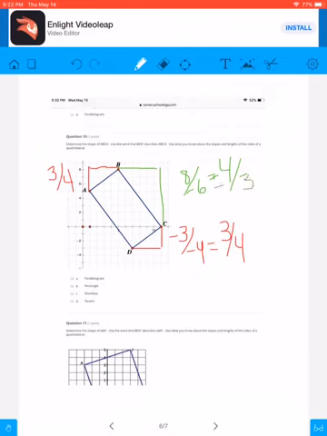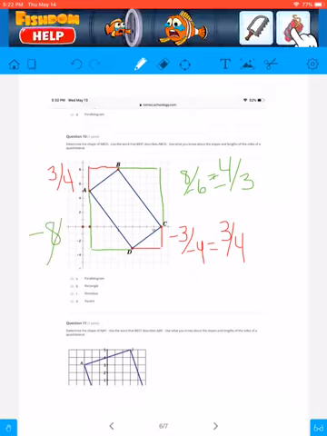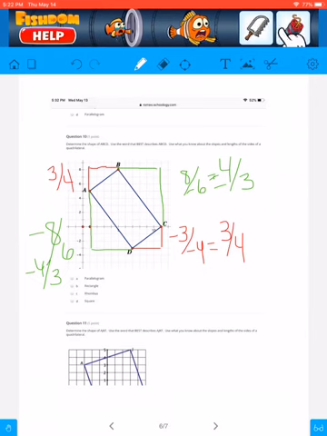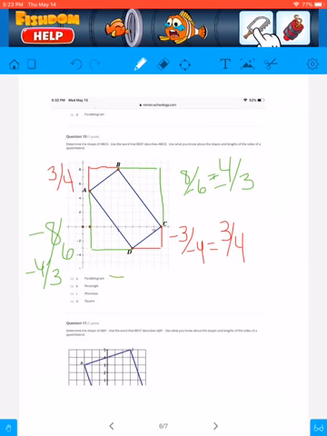This one would be the same thing. This one was actually down 8, right 6. So this would be negative 8 over 6, which simplifies to negative 4/3. So what you should be noticing is that the green are also the same slope, which means that they would be parallel. So it's definitely a parallelogram. We just need to figure out if it's more specific, if it's a rectangle, rhombus, or square.